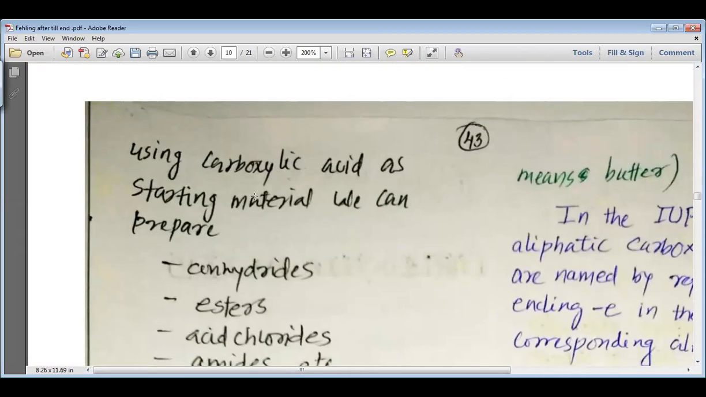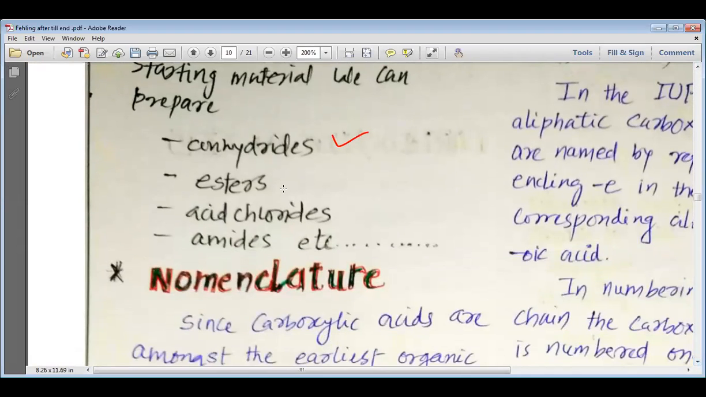Using carboxylic acid as a starting material, we can prepare anhydrides like acetic anhydride. We can prepare esters like ethyl acetate or ethyl ethanoate, methyl ethanoate. We can prepare acid chlorides, which are like RCOCl. In the beginning of the chapter, I have explained this.